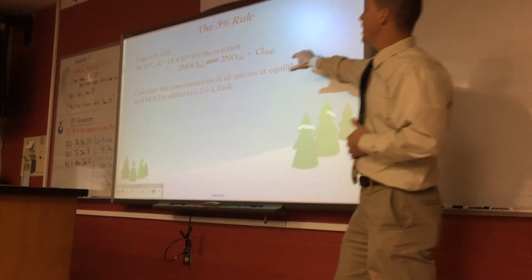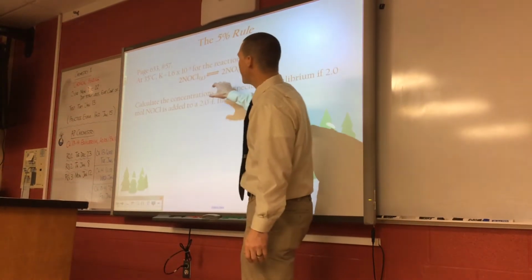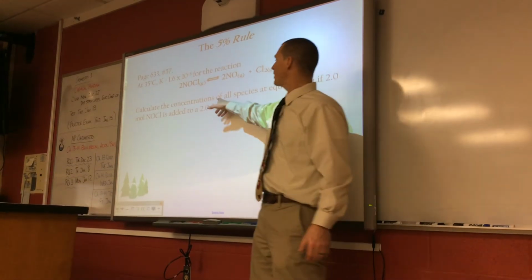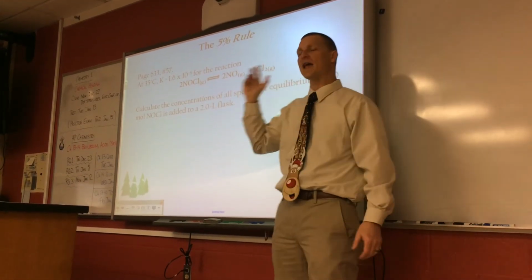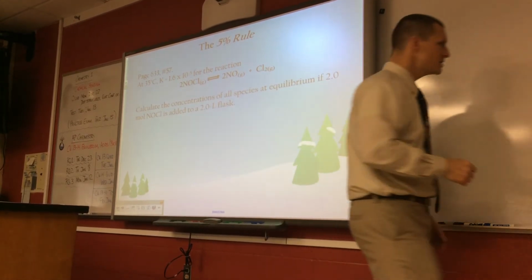So we have a chemical equation for a reaction and its K value. We have some information about what's going on at the beginning, and the question is, what are the concentrations of all species at equilibrium? So we want to know what happens at the end. Make an ICE table. Let's do that.